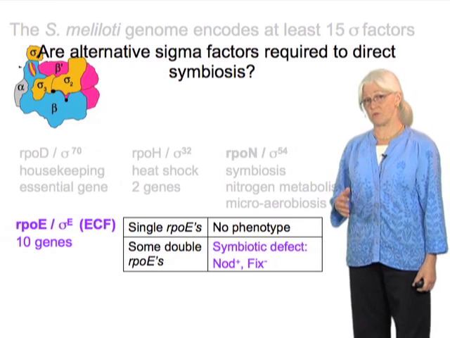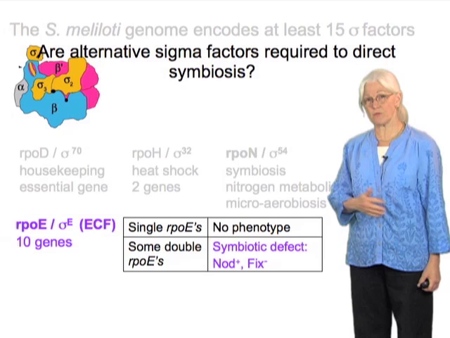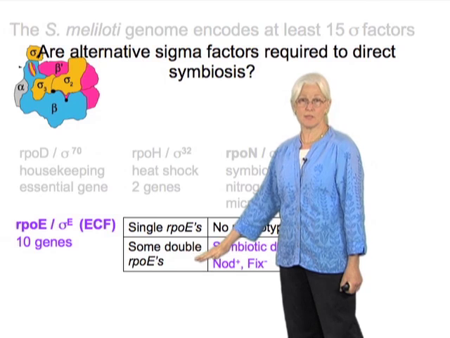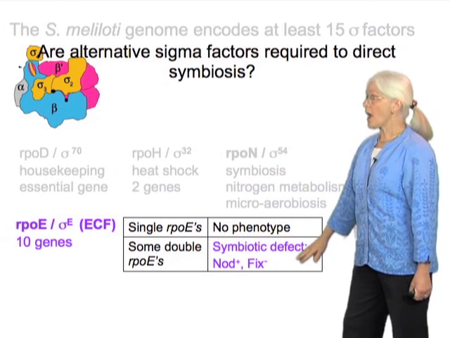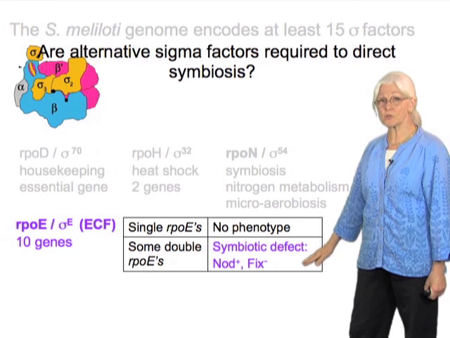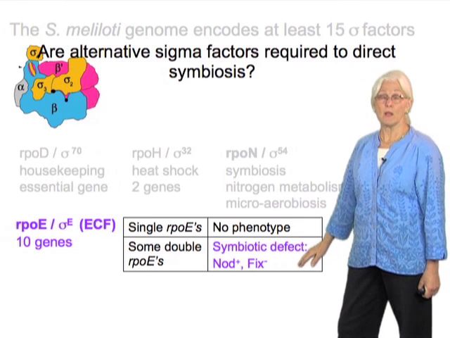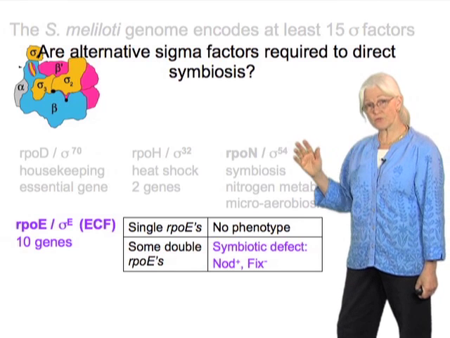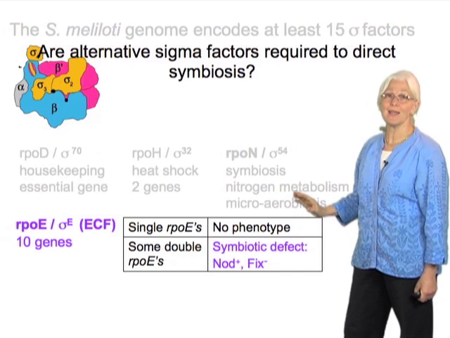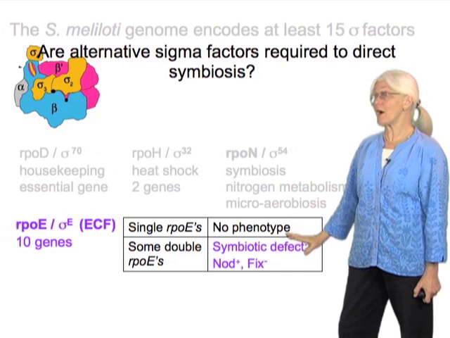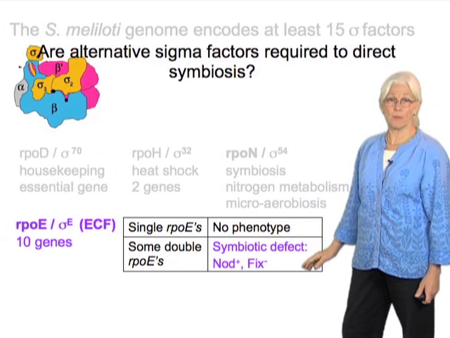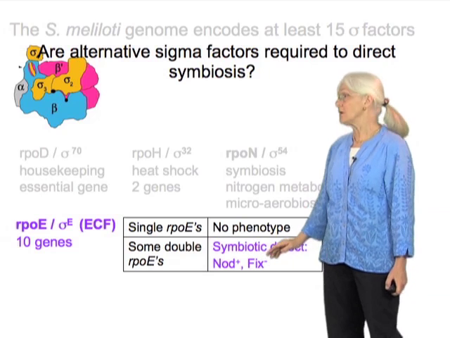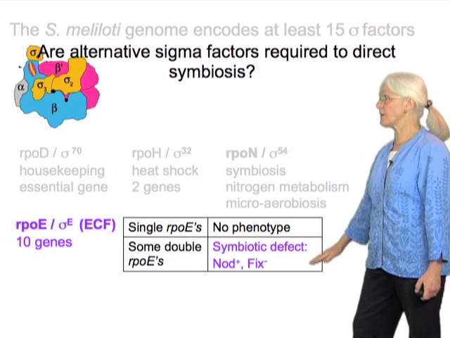We've now also gone through and made all of the double mutants for each of those sigma factors. What we find there is that some of these RpoE sigma factor double mutants have a symbiotic defect. They make nodules, but the nodules do not fix nitrogen. That suggests that somewhere in the transition between the beginning of nodule formation and the differentiation of the bacteria, essential genes require the activity of some of the RpoE sigma factors. It also points out the likelihood that these are at least partially redundant. That's why none of the single mutants had a phenotype, but some of the doubles do.